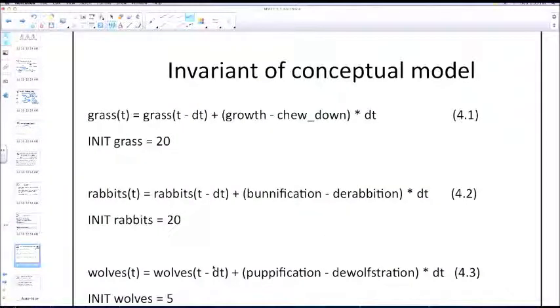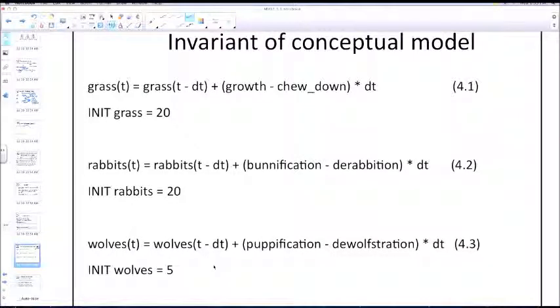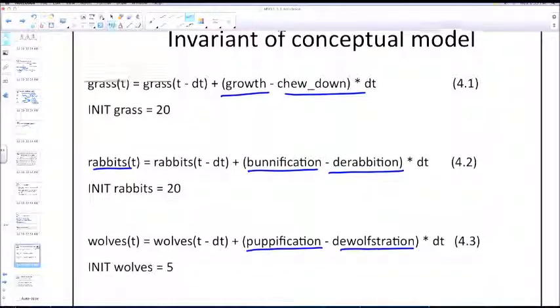So what is the invariant? The invariant is the same thing. The grass at time t equals the growth minus what is chewed down by the rabbits. The rabbits is more complicated. It equals the birth, minus what is eaten by the wolves, and also the natural death. And the wolf equals the birth rate minus the death rate.